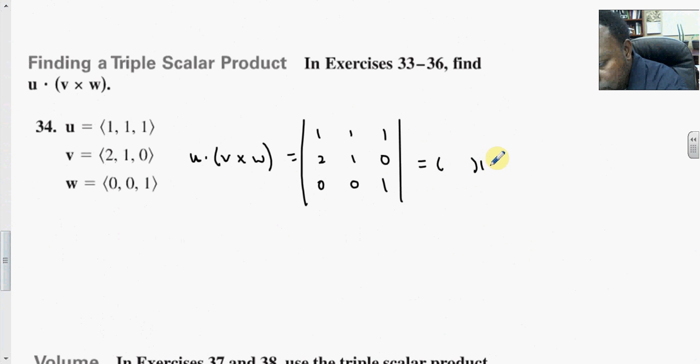This 1 goes there, minus this 1 goes here, plus. I did that for i, j, and k because i, j, and k were in the first row. Then this 1 goes here. I delete this row and column, so I get 1 minus 0, which gives me 1. For the second position in the first row, I delete its row and column, so I get 2 minus 0, which is 2. And for this 1 there, I delete its row and column, so I get 0 minus 0, 0. So this gives me 1 minus 2. That gives us negative 1.